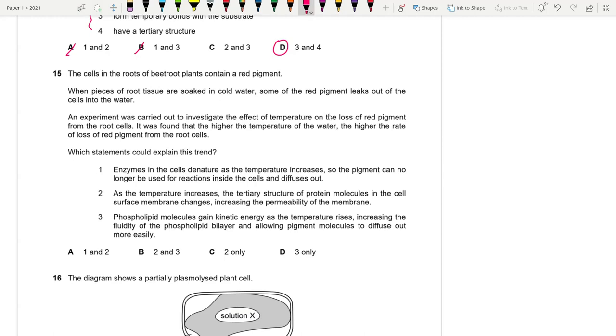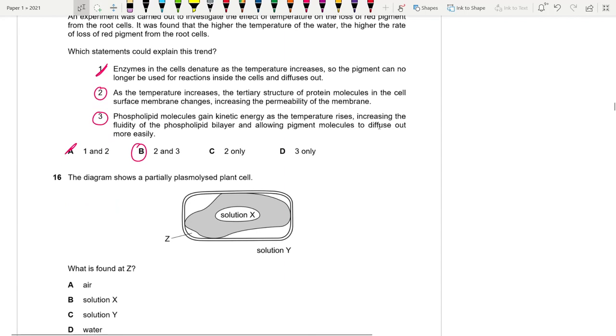That literally makes no sense. Like, one is clearly wrong. This doesn't make any sense. As the temperature increases, the tertiary structure of protein molecules in the cell's surface membrane changes, increasing the permeability. This is true. Phospholipid molecules gain kinetic energy as the temperature rises, increasing the fluidity of the membrane and allowing pigment molecules to diffuse out more easily. Now that's true. 2 and 3 are in fact correct, so 15 should logically be B. Okay?